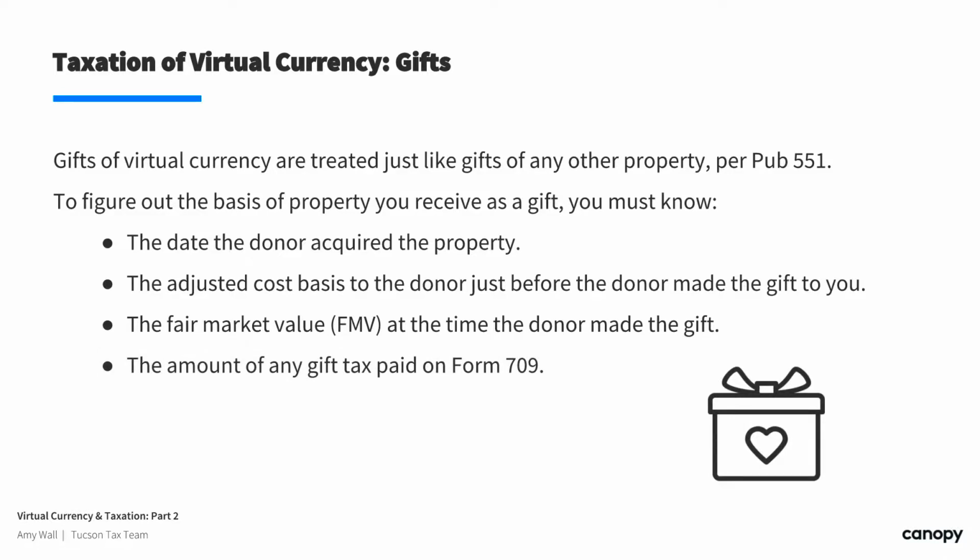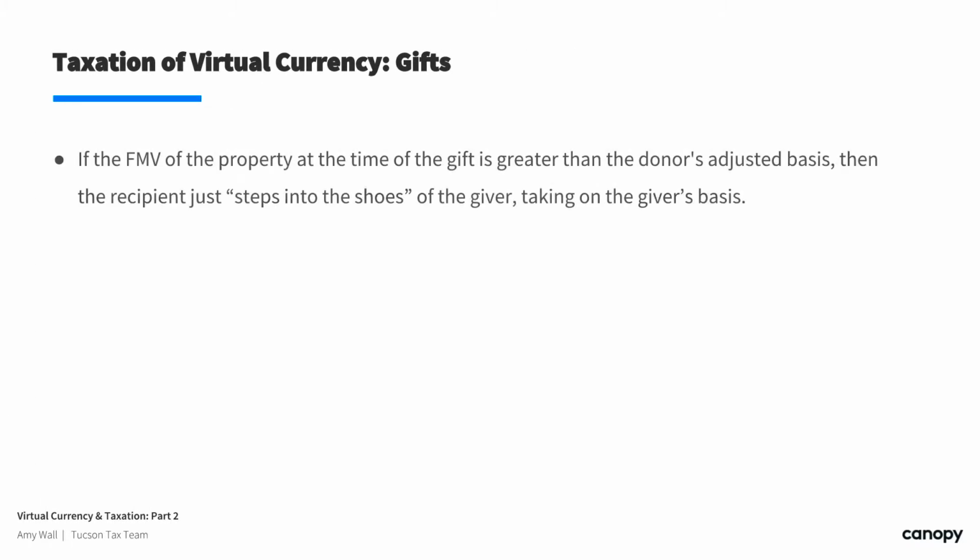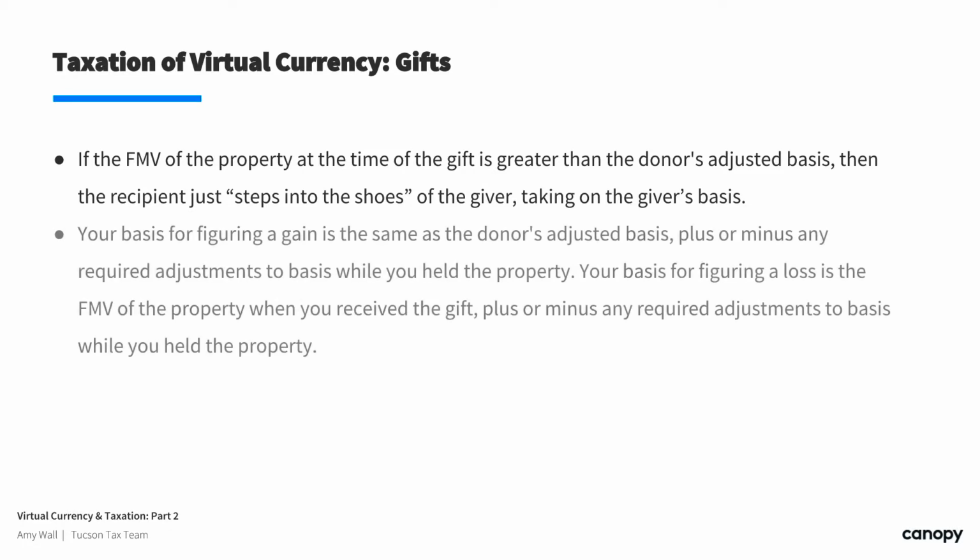If the fair market value of the property at the time of the gift is greater than the donor's adjusted basis, the recipient is essentially stepping into the shoes of the giver and taking on the giver's basis, right? Your basis for figuring a gain is the same as the donor's adjusted basis, plus or minus any required adjustments to basis while you held the property, which in the case of virtual currency, you probably didn't make a lot of upgrades to that virtual currency when you held it.